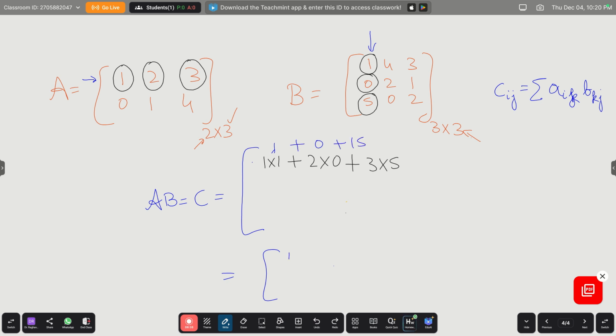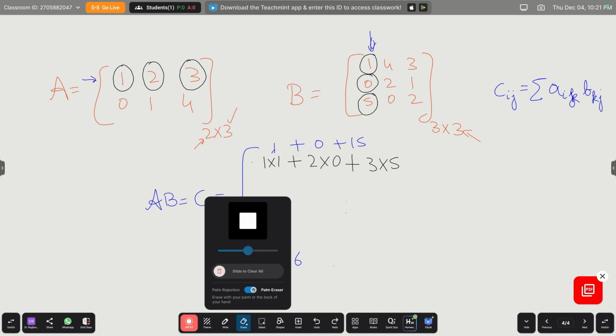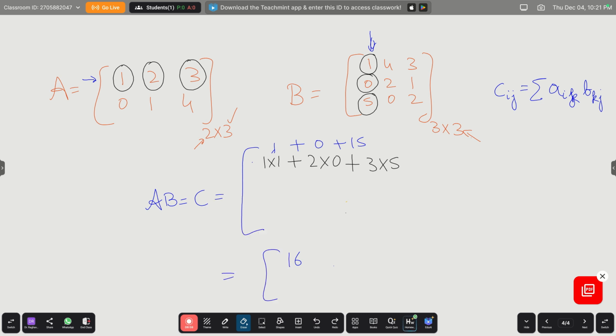So 15 plus 1 is 16. All right, and now I have done with first row and first column. Now I'll do with first row, but I'll change the column. First row in matrix A and second column in the matrix B. Instead of first column in matrix B, I'll take the second column in the matrix B, and similar calculation is done.